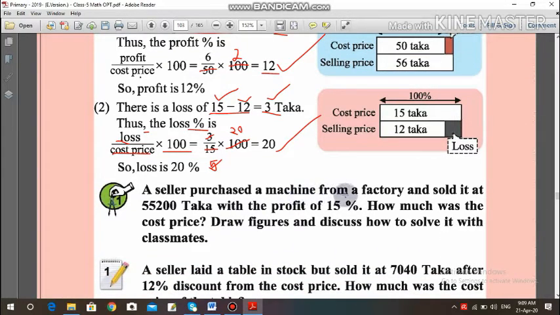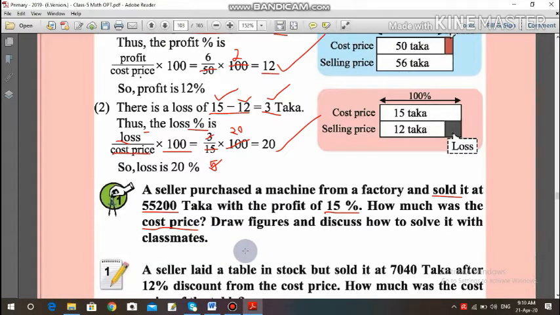Now we see the example. A seller purchased a machine from a factory and sold it at 55,200 taka with the profit of 15%. How much was the cost price? We can calculate cost price. Now we can solve the problem. Here selling price is 55,200 taka. Profit percentage is 15%. How much is the cost price?